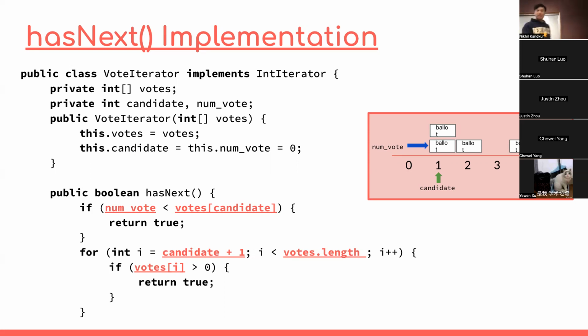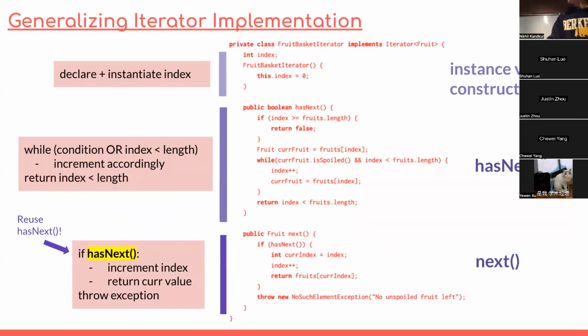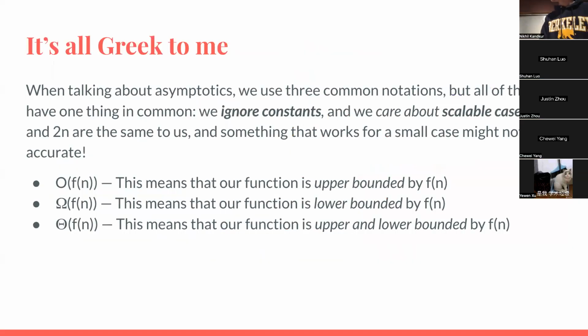I guess. All right, so now we're moving on to asymptotics. With asymptotics, we have three common notations, but in general, you should remember a few guiding principles. The first one is we should always be ignoring constants. So n and 2n, they're both O, omega, theta of n to us.